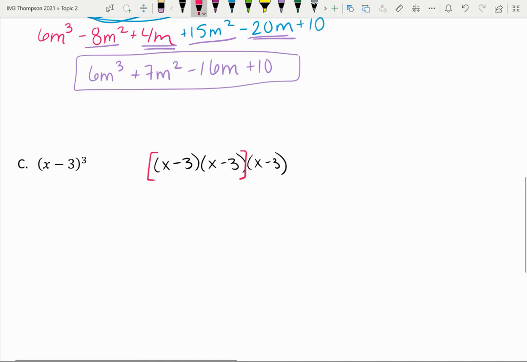So I'm going to multiply the first 2, or whatever order you want to do it in. Simplify, and then multiply by the last one. I can't multiply it all at the same time. Don't try. It doesn't work. If you want to use a box, you would do a box for x minus 3 times x minus 3. Simplify, and then do another box. So here I go. I get x squared minus 3x minus 3x plus 9.